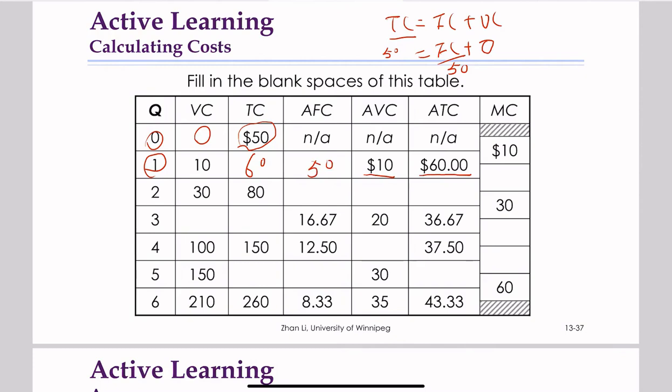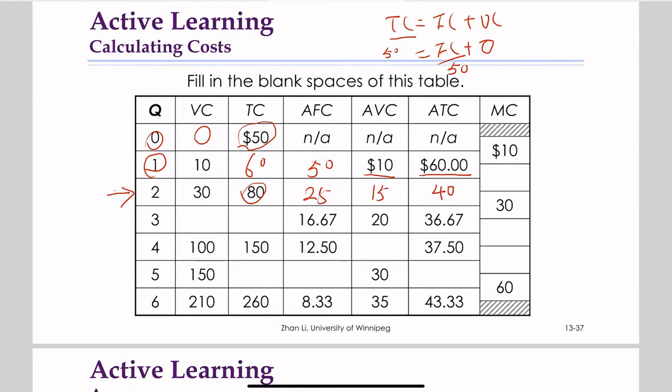And now let's continue to do another row. For the quantity at 2, we can see the average fixed cost. Well, we know that the fixed cost is 50, right? So here we should put down 25. Average variable cost, right? It's variable cost divided by 2, which is 15. What is ATC here? So average total cost. We see that total cost is 80. So average total cost is just 80 divided by 2, which is 40.